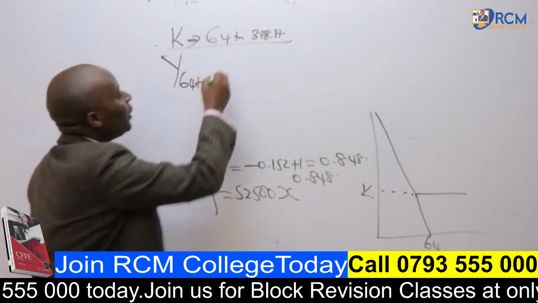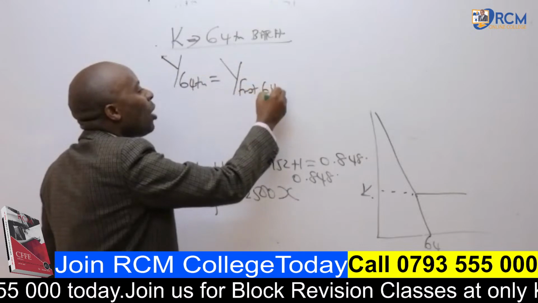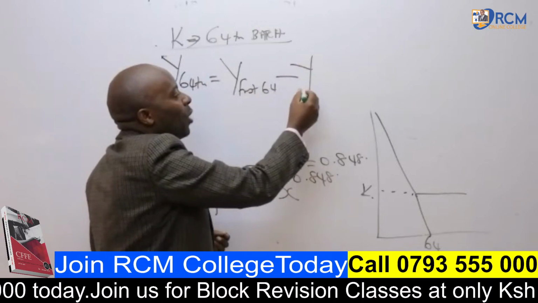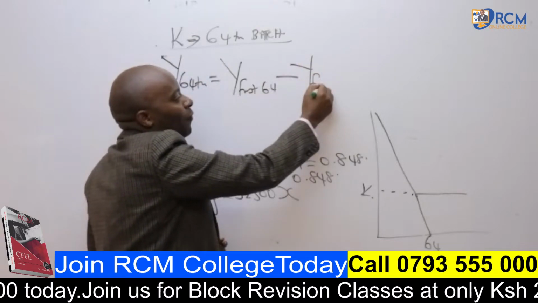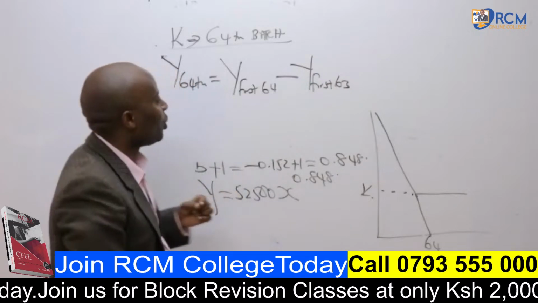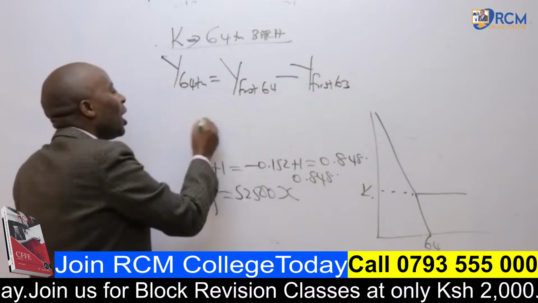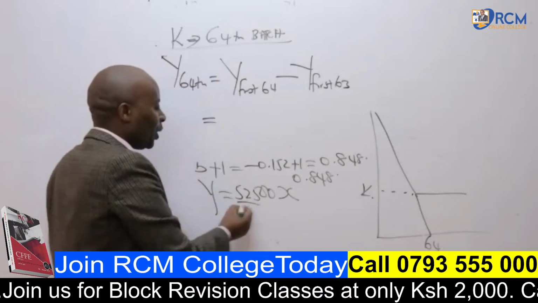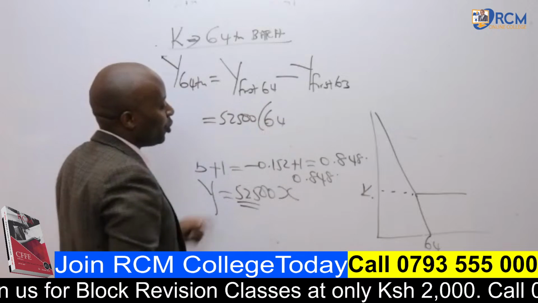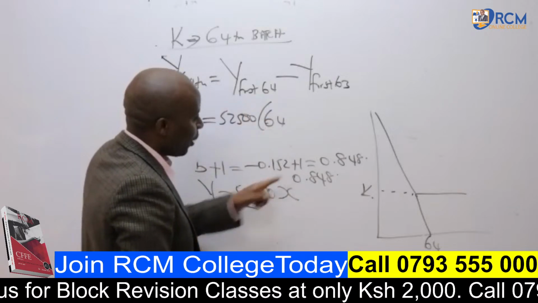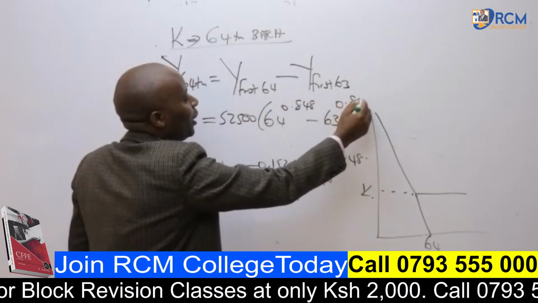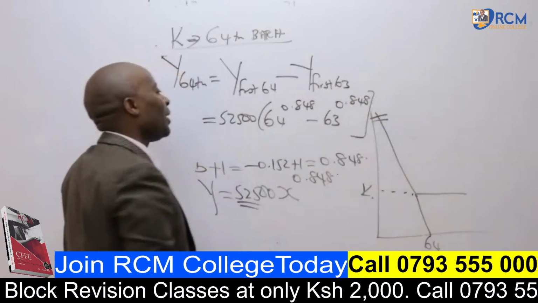So to expand this, we talk of Y up to 64, Y first 64, and then we cut away the unwanted, which will be Y first 63, so that we'll be left with the 64th batch alone. So, ladies and gentlemen, I will use the style that I've just shown you many times. Put this 52,500 outside. So we have 64 raised to the power 0.848, minus 63 raised to 0.848 like that. So please give us an answer.